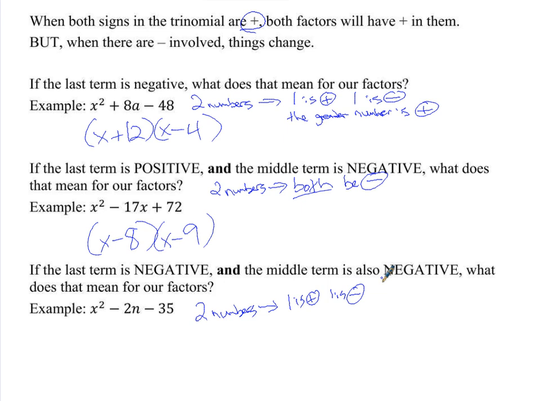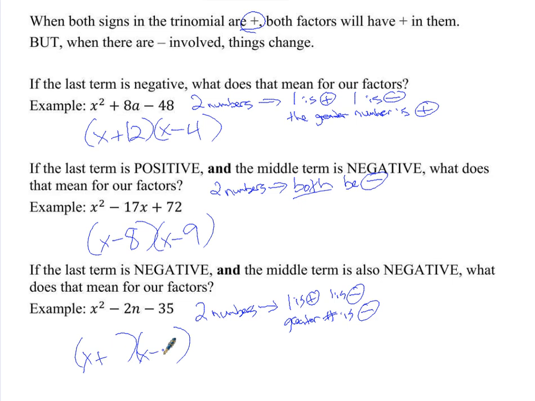What else do I know? The greater number in this case is negative. So I'll write that. Greater number is negative. So now that I know all of those things, I can break this into a FOIL problem. I'll have x and x. I'll have one is positive, one is negative, so plus and minus. And now I just need two numbers that multiply to give me negative 35, and at the same time add to give me negative 2.